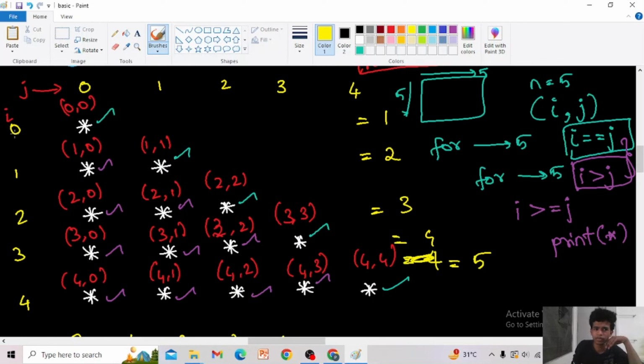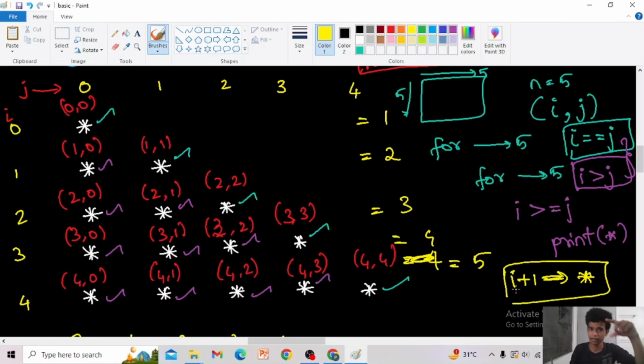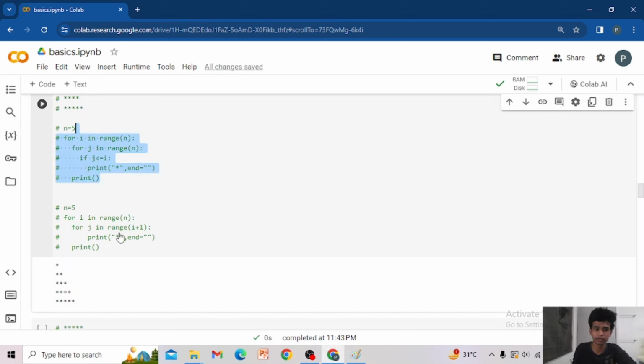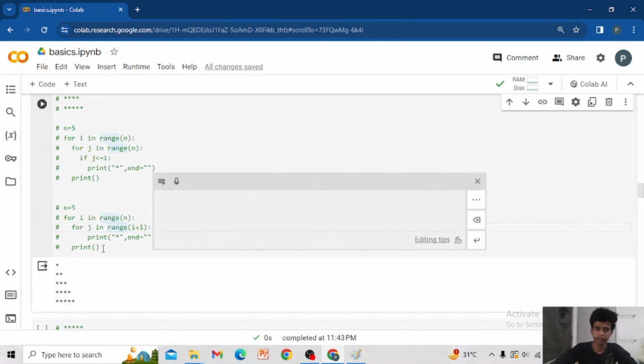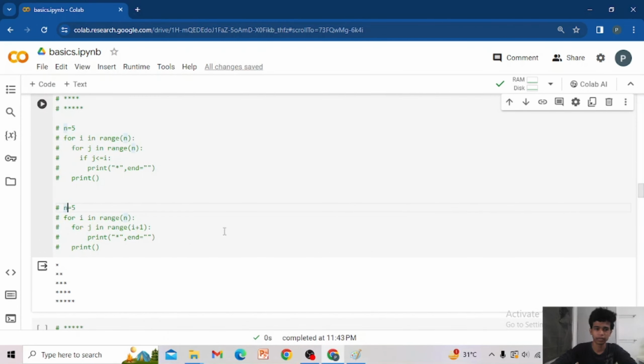So I can say for the zeroth row, that is row number 0, I want to print 1 star. For row number 1, I want to print 2 stars. For row number 2, I want to print 3 stars. So I can say i plus 1 times I want to print star. For each iteration of i, I want to print i plus 1 times the star. So by using this, for every iteration of i, just loop up to i plus 1. That's all. Now understand. Let us submit it. That's all about this pattern.